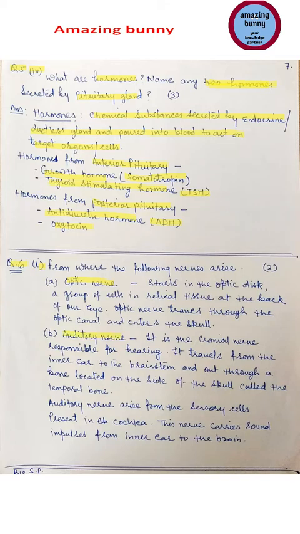Second is auditory nerve, and it is the cranial nerve responsible for hearing, and it travels from the inner ear to the brain stem and out through a bone located on the side of the skull, which is called temporal bone. So auditory nerve arises from the sensory cells present in cochlea. This nerve carries sound impulses from inner ear to the brain.